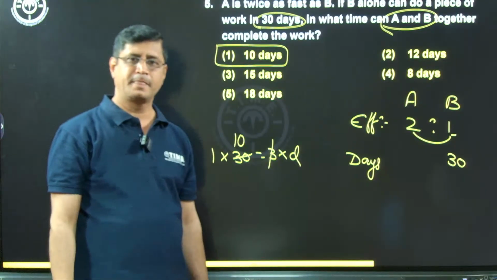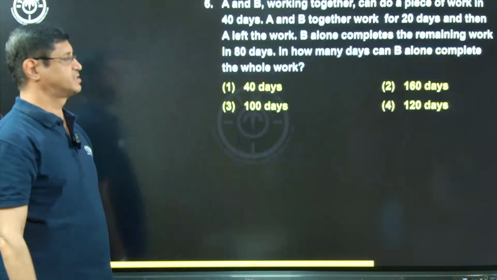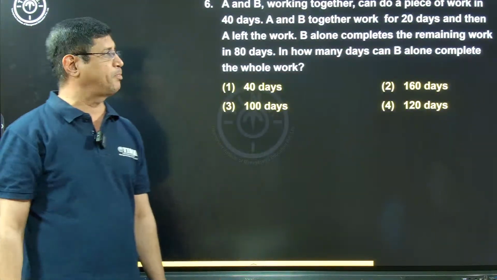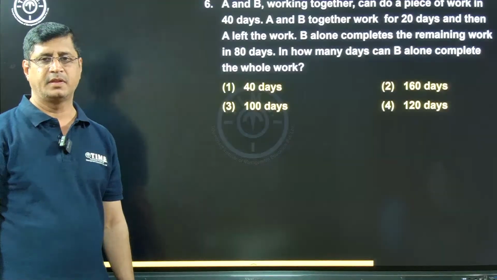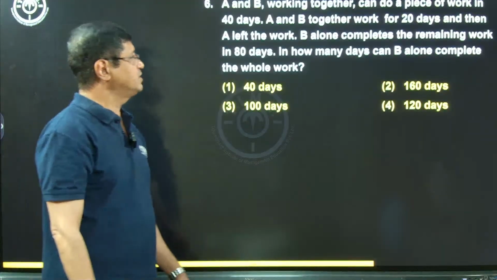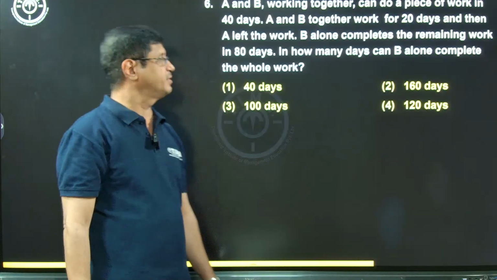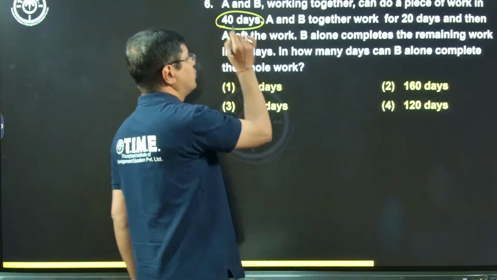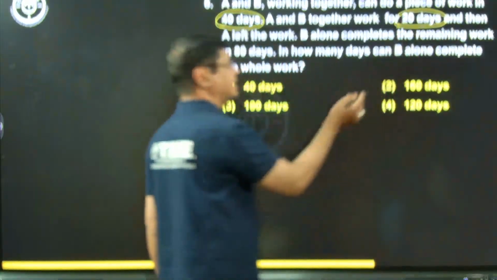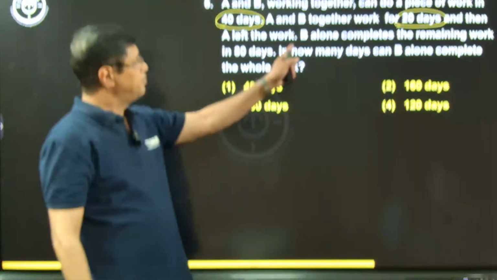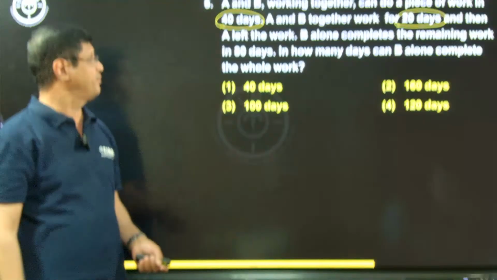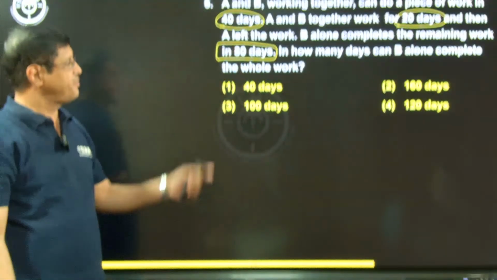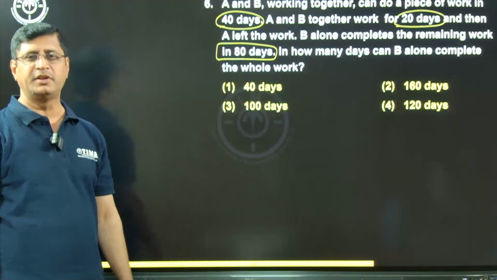Okay. Now, example 6 on your screen. A and B working together can do a piece of work in 40 days. A and B together work for 20 days, and then A left the work. What happened here? B alone completed the remaining work in 80 days. In how many days can B alone complete the whole work?